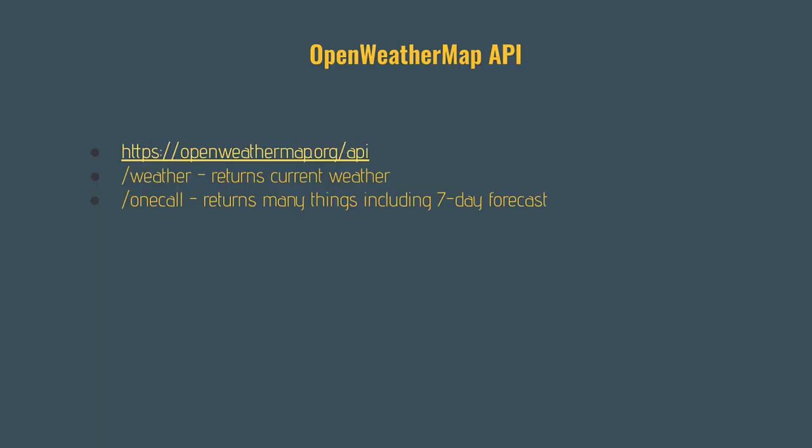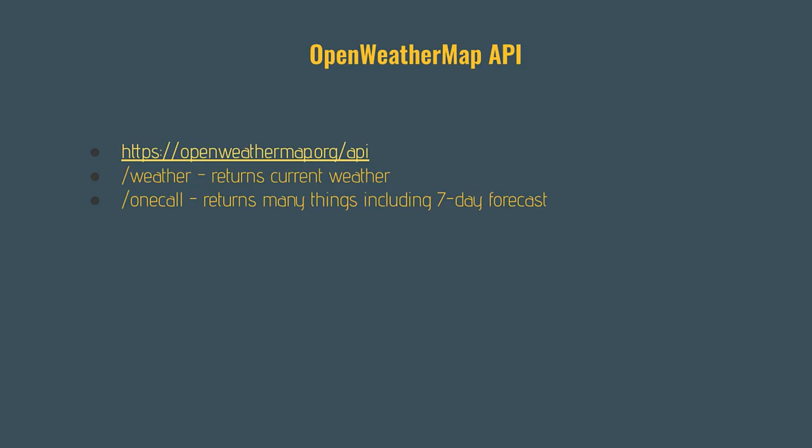So the API itself can be found at openweathermap.org/API. That's where you can find more information about it. And in the demo later on, we will actually be showing how to create your free account and get a hold of your API key.